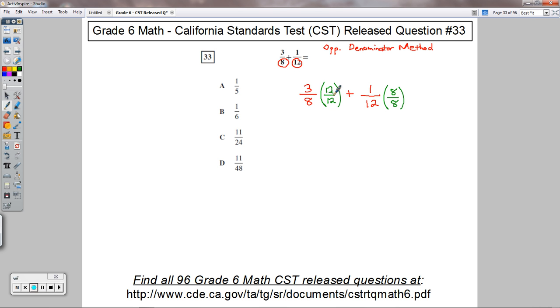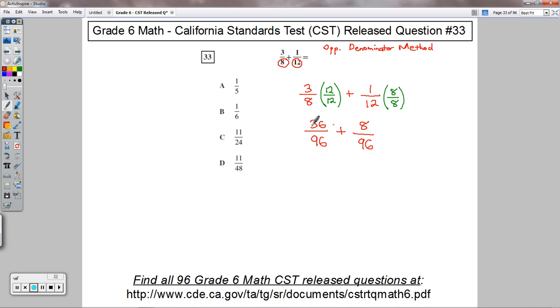Multiplying by a number divided by itself is like multiplying by 1, so I'm really just changing the way this number looks. I'm not changing what the number equals, I'm just changing the way it looks. Maybe it's like putting on a different pair of clothes for 3/8, and it comes out dressed up in its 36 over 96 outfit instead of 3/8. This I could reduce back down to 3/8, but I want to have a common denominator to add these fractions.